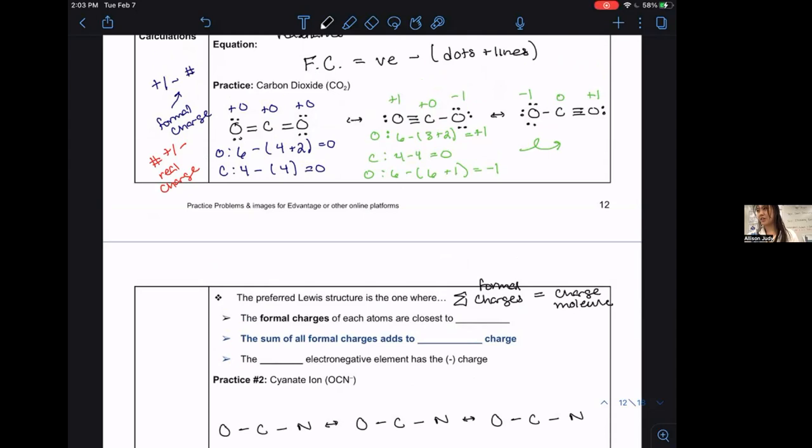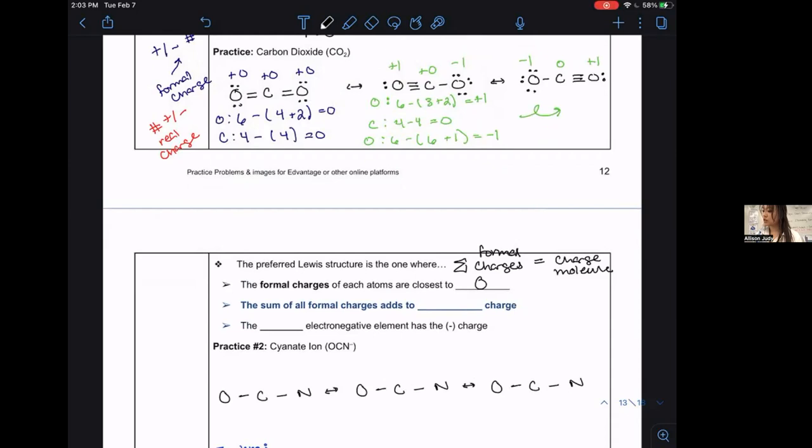Two, the formal charge of each atom should be closest to 0. We like zeros. Okay, the sum of all formal charges should add up to the ion charge if it's a polyatomic. And finally, the most electronegative atom should carry the negative formal charge if there has to be one.